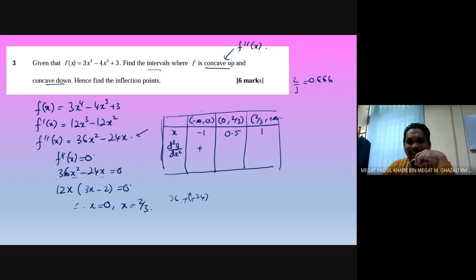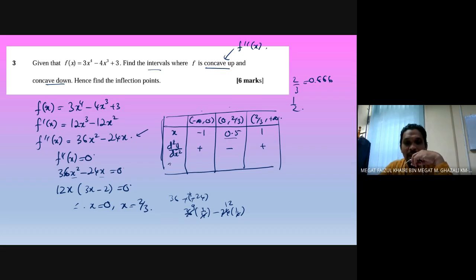Okay. x equal to 0.5 or 1 over 2. Substitute into the second derivative, 36 times half squared minus 24 times half. 36 times half squared is 1 over 4, minus 24 times half. Okay. 36 divided by 4 is 9. 24 divided by 2 is 12. 9 minus 12 equals negative 3, it is negative there. And then when x equals 1, 36 minus 24 equals 12, positive.